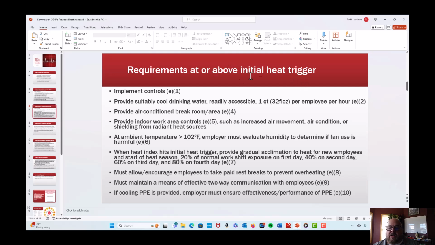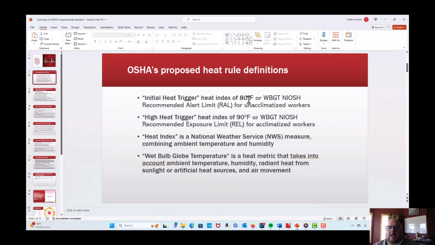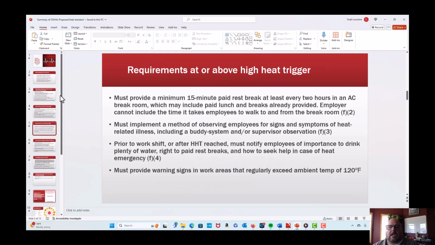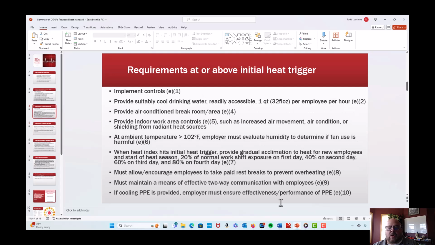Requirements, if you're at or above the initial trigger, which I believe is 80 degrees, if I'm not mistaken. Yeah, 80. Oh, that's the high heat. So there's things you have to do. And I need to look more into this fan use when the temperature's above 102. I thought it was higher than that when you have to start looking at that.